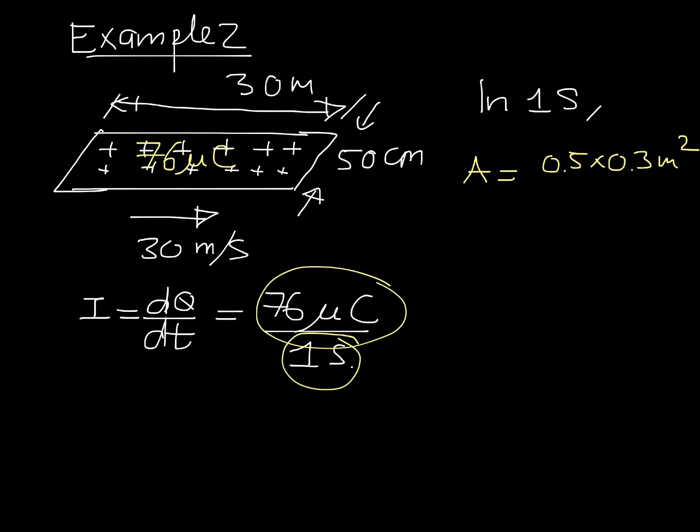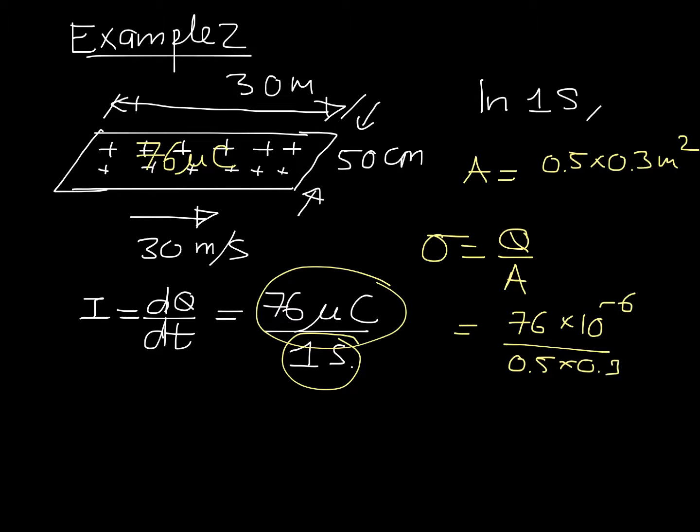So in part A, compute the surface charge density. Sigma is Q over A. So we have 76 microcoulombs divided by 0.5 times 0.3, and the answer is 5.1 times 10 to the power of minus 4 coulomb per square meter. So this is the answer of part A.